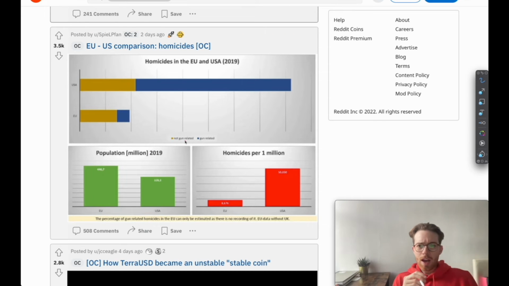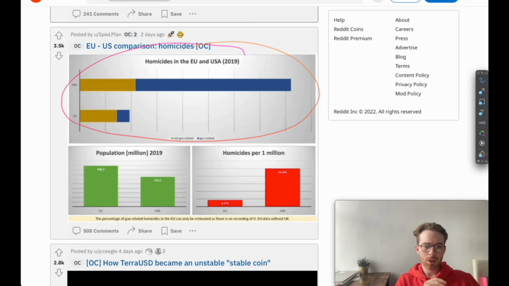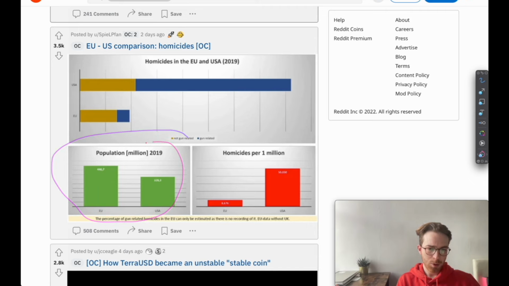Okay, and now we have EU to the US comparison in homicides. So we have three graphics here. On the top we have homicides in the EU and the USA, split by whether or not it's gun related. This bottom left here is population in 2019. And then on the bottom right we have homicides per 1 million.